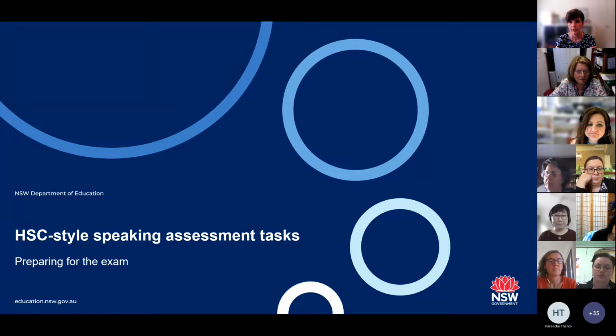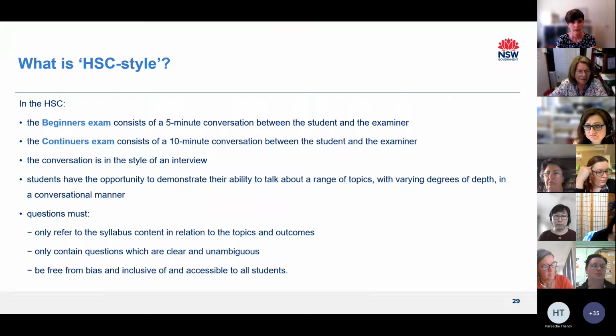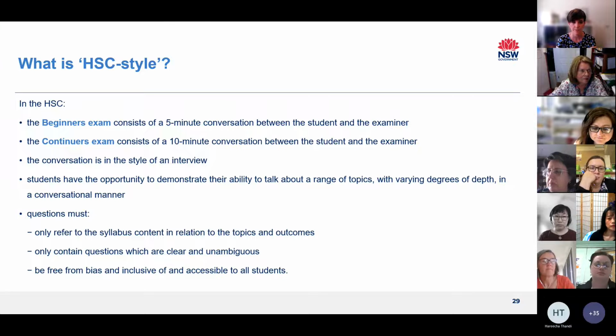We're going to move on to look at HSC style assessment tasks for beginners and continuers now. In the HSC, the beginner's exam consists of a 5-minute conversation between the student and the examiner. Continuers exam is a 10-minute conversation between the student and the examiner. It's in the style of an interview.